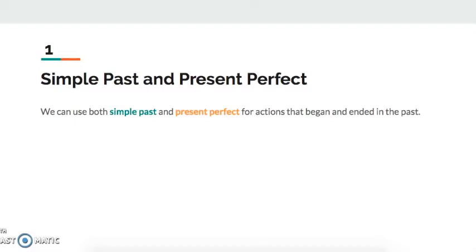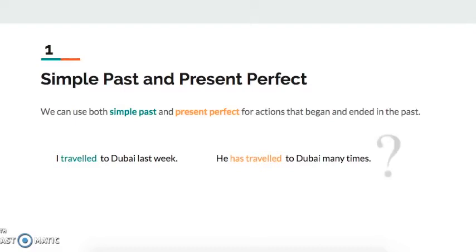Let's have a look at some examples. I travelled to Dubai last week. He has travelled to Dubai many times. Now, as you can see, in both sentences we are talking about the past, right? Yes. However, the first sentence tells us when: when I travelled to Dubai, which is last week. But the other sentence says he has travelled to Dubai many times, so when is not known. But both of these actions began and ended in the past.